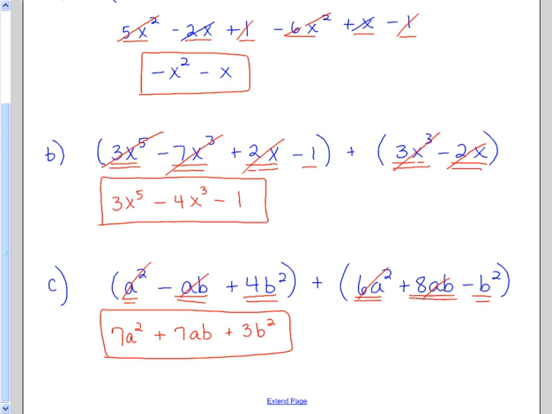So if you have two different variables, you will want to put it in order based on one of the variables. And typically we do alphabetical order. So that means a squared, then this term has a, this term has no a's. So this would be our final answer. So this is adding polynomials. Part 2 will be on subtraction.